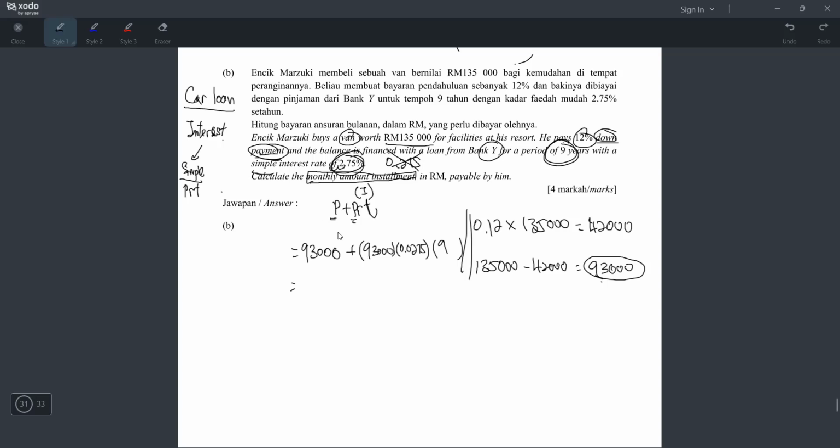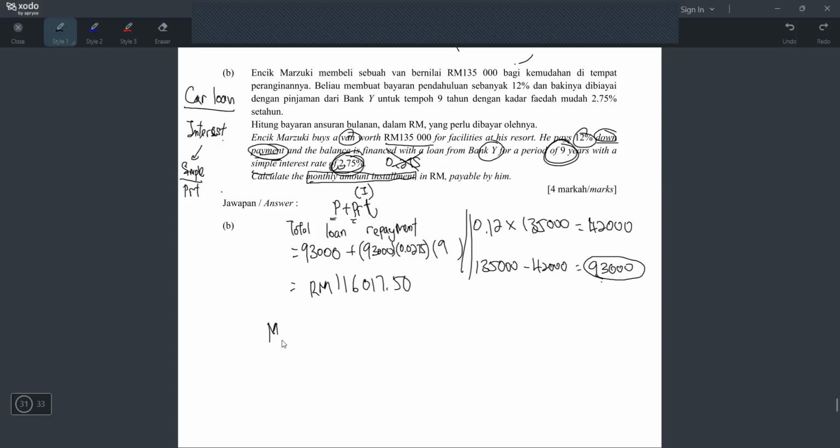Make sure you write RM 116,017.50. I think I have to write here total loan repayment. What is total loan repayment? Loan means pinjaman, how much you borrow from the bank. Repayment is how much you have to pay back. So the loan you borrowed is 93,000, but the amount you have to pay back is this much because there's some interest. So that makes sense.